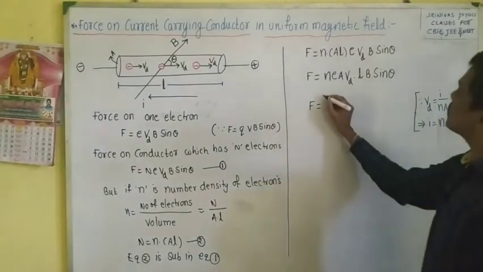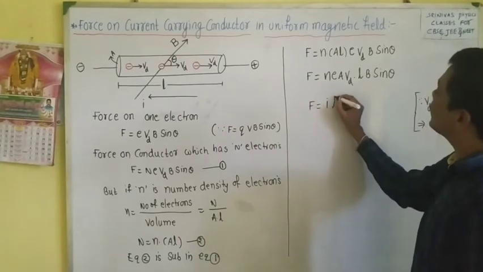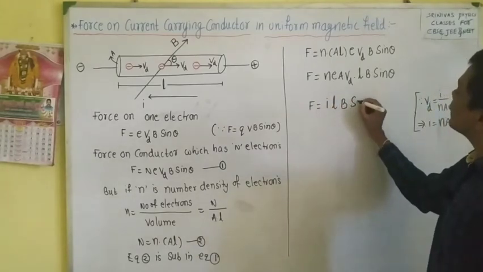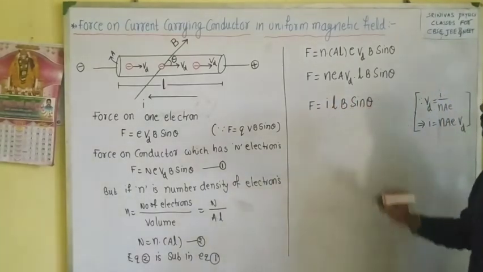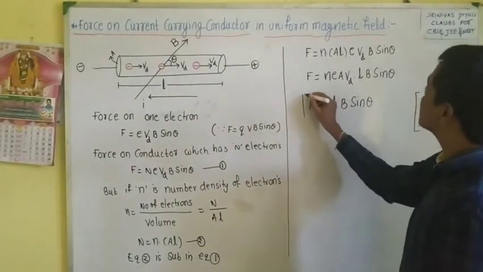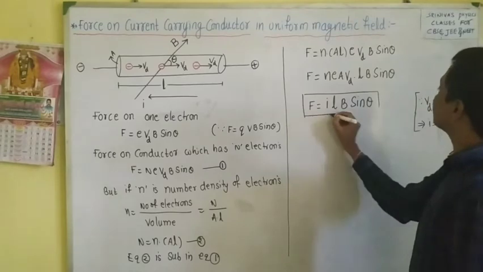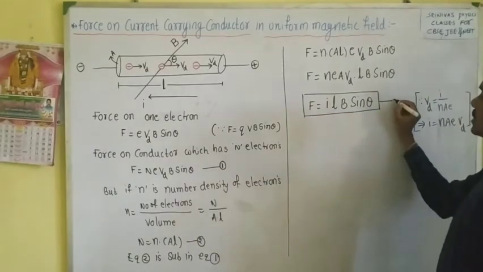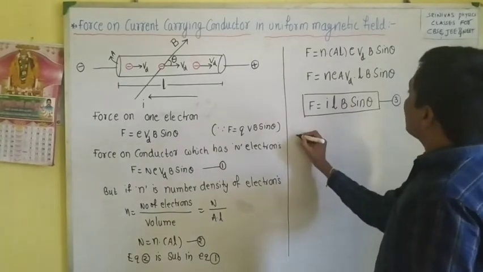And here we substitute this as I L B sin theta. This is the force on current carrying conductor. Simple derivation. Okay, this is the simple derivation. And this is equation 3.